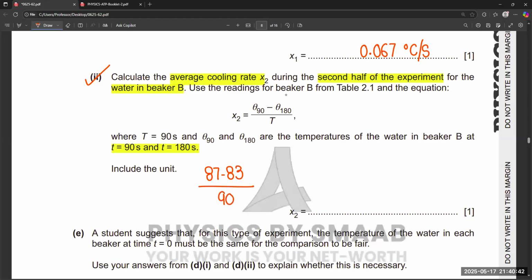Time duration again 90 seconds. This is the value of x2.